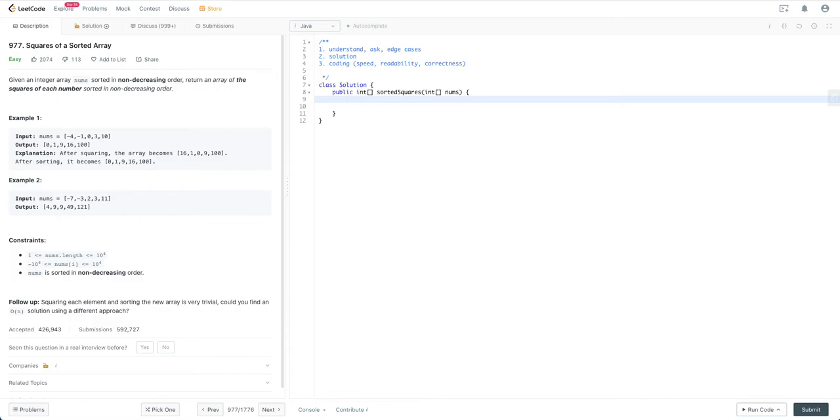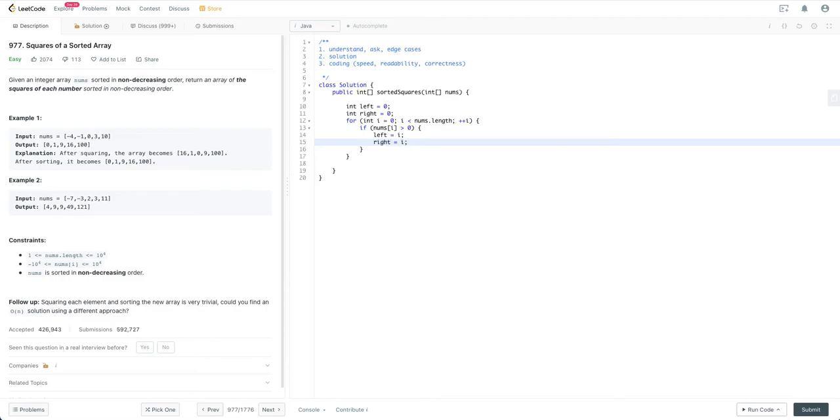The first task for us to do is to find the splitting point. We have two pointers, left pointer and right pointer. Let's see. If nums[i] is larger than or equal to 0, I would say if it is larger than 0, then we are going to set left as i and right as i, and then we break here.